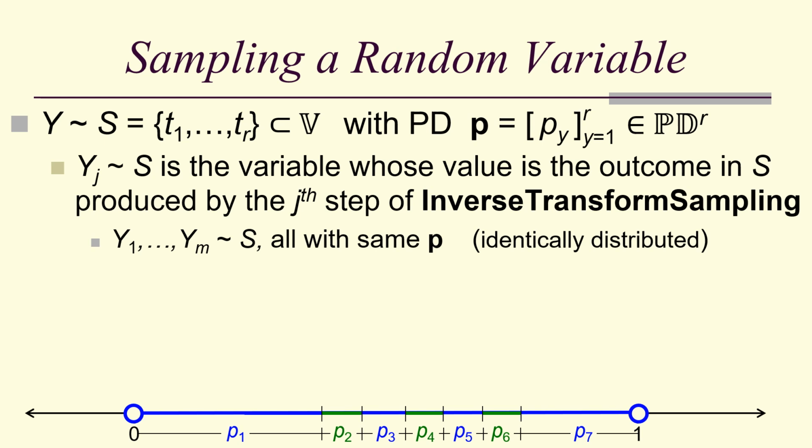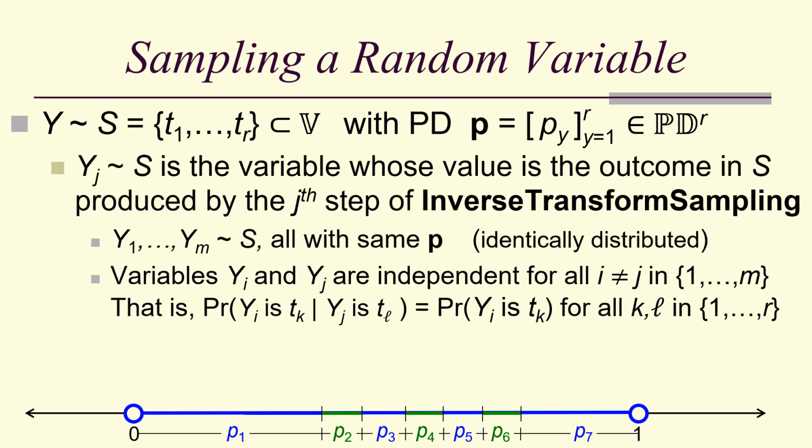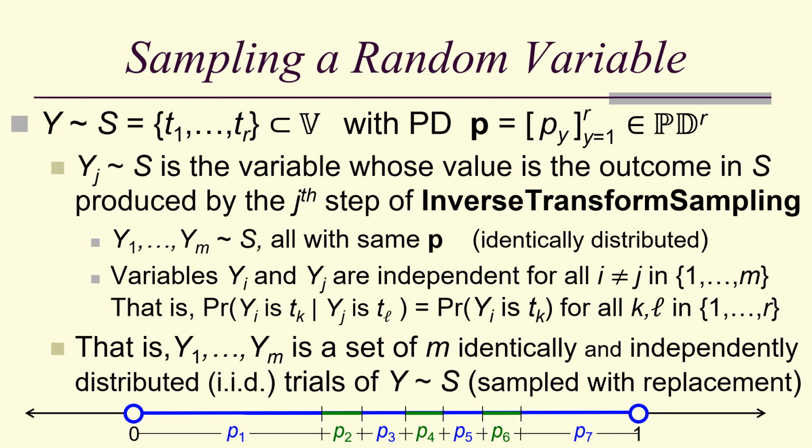They're identically distributed. Also, variables capital Y sub i and capital Y sub j are independent because for all i and j, where i is not equal to j, the probability that Y sub i is t sub k, given that Y sub j is t sub l, is just the probability that Y sub i is t sub k, for all k and l in 1 to R. We say that Y1 to YM is a set of M identically and independently distributed (IID) trials of y, sampled with replacement, in other words.